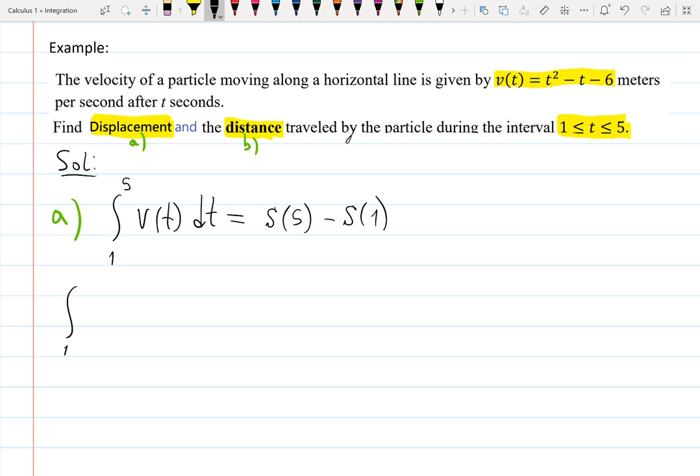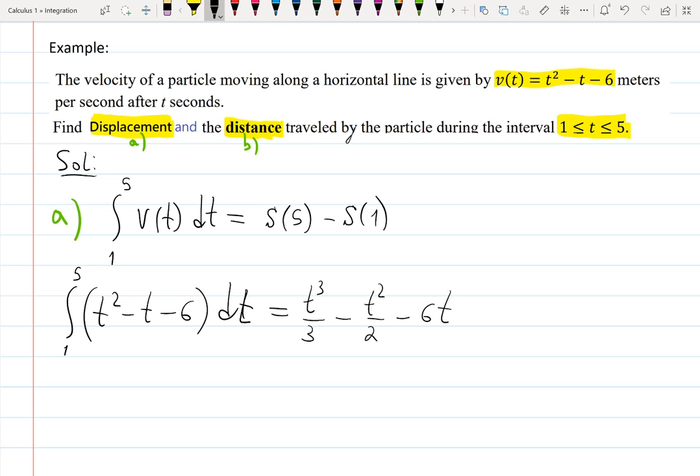Okay, integral from 1 to 5 of t squared minus t minus 6 dt. If you want, you can put parentheses like this. What is the antiderivative of this polynomial? Fast integration tells you that you don't have to break this polynomial into 3 pieces. Just remember, t squared gives you t cubed over 3, minus t gives you t squared over 2, minus 6 gives you negative 6t, a bar from 1 to 5.